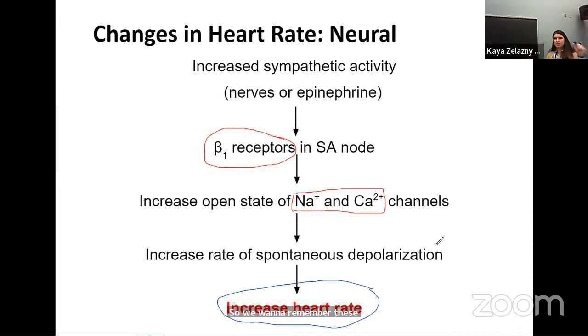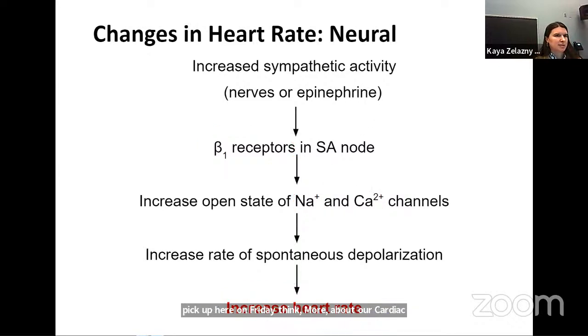Okay, so that is how our sympathetic activity can increase the heart rate. And we'll pick up here on Friday, think more about our cardiac output. And we can do some cardiac output calculations while I have silence and a piece of paper.